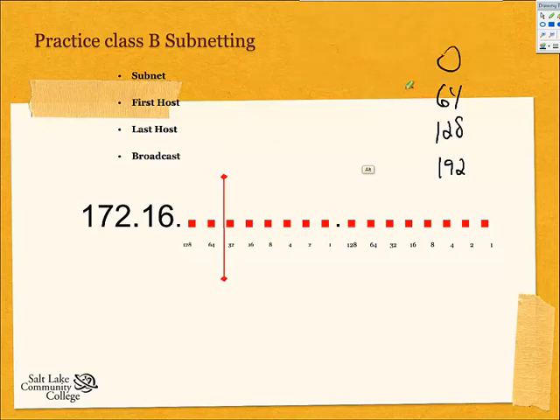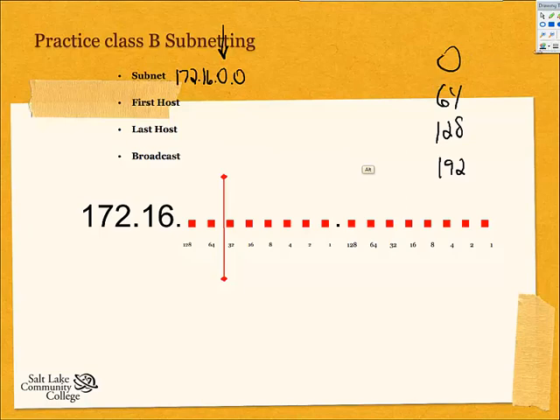Let's start with the first network. The first network number is going to be 172.16.0.0. Remember, we're ignoring this. There's nothing going on here. So the octet of interest is that third one, and everything always starts with 0. So nothing has changed.